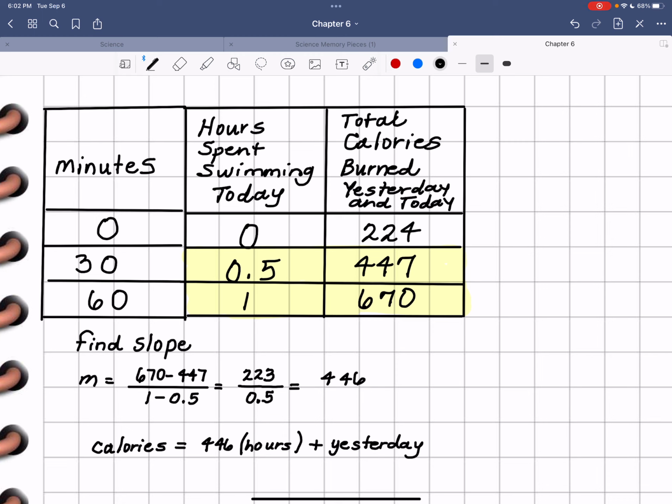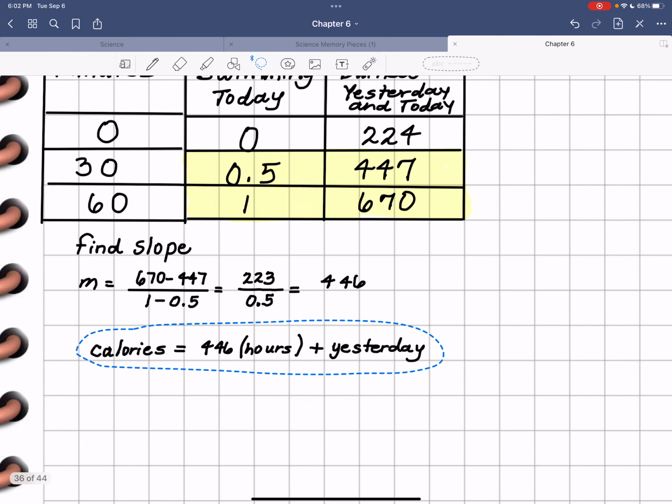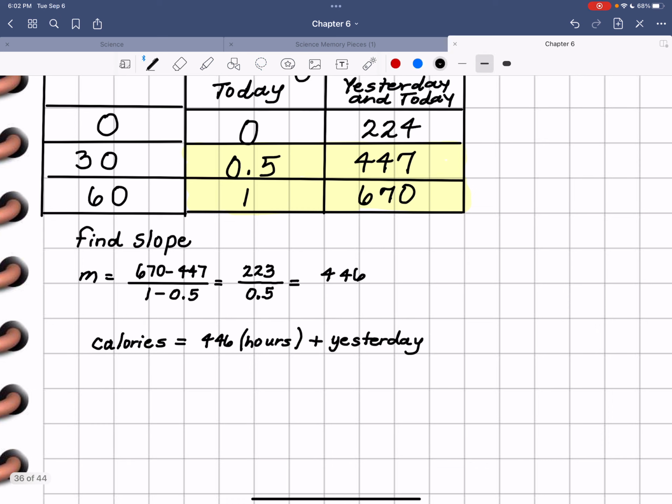Okay, now I'm going to make a copy of this because I'm going to use it again in just a minute. So calories, that's the dependent variable, is 446 times x hours plus yesterday's time is 224. That is the function for swimming.